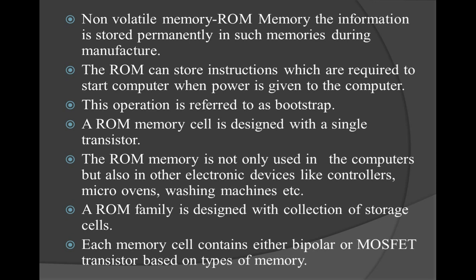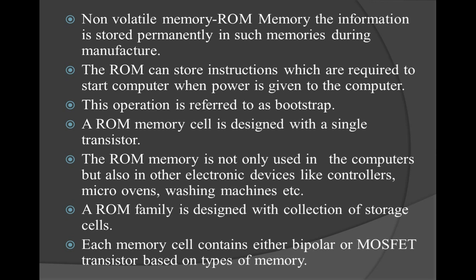The ROM memory is not only used in computers, but also in all electronic devices like controllers, microwave ovens, washing machines, etc. Nowadays a washing machine is also an embedded system, where the program is already stored and the hardware of that machine is the embedded system. To switch that controller, the washing machine, on and off, ROM memory is used in it.